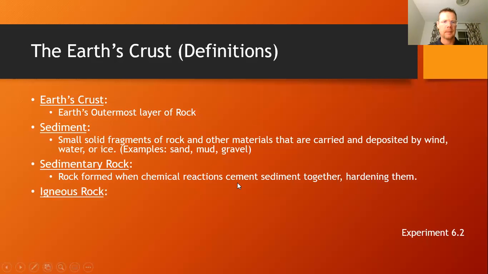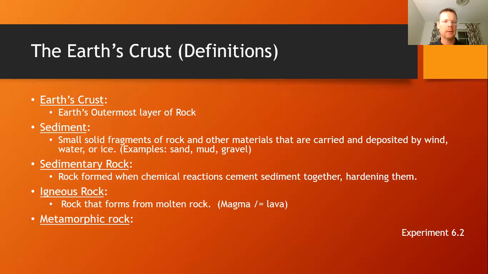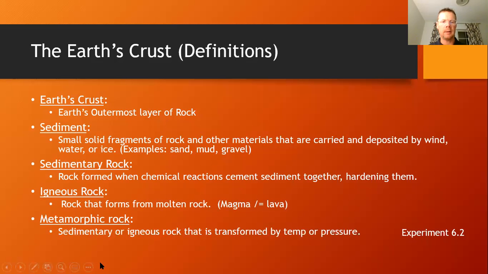hardening them. Igneous rock is rock that forms from molten rock, magma or lava in active volcanoes. And metamorphic rock is sedimentary or igneous rock that is transformed by temperature or pressure.